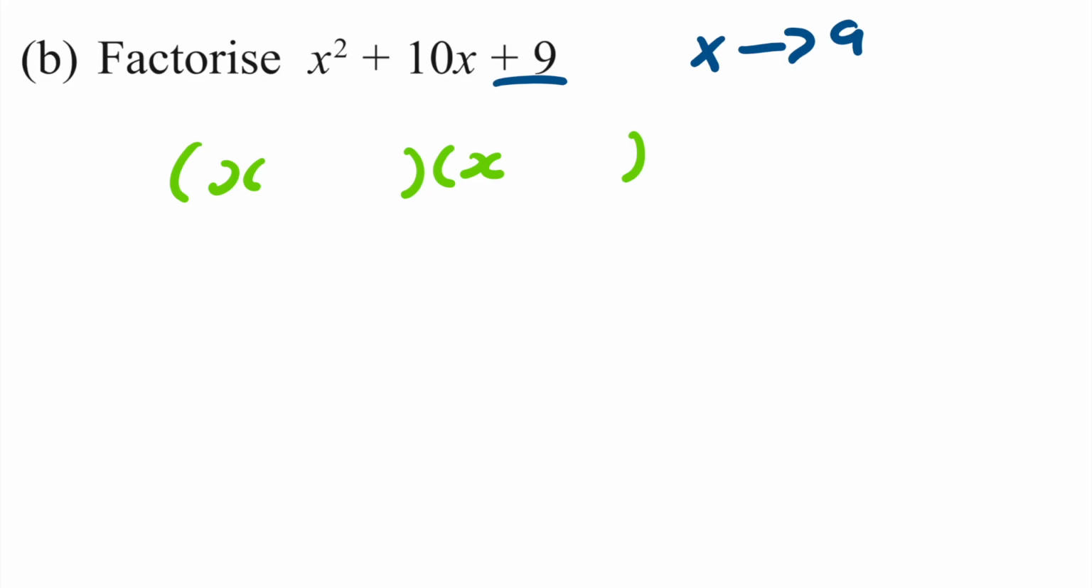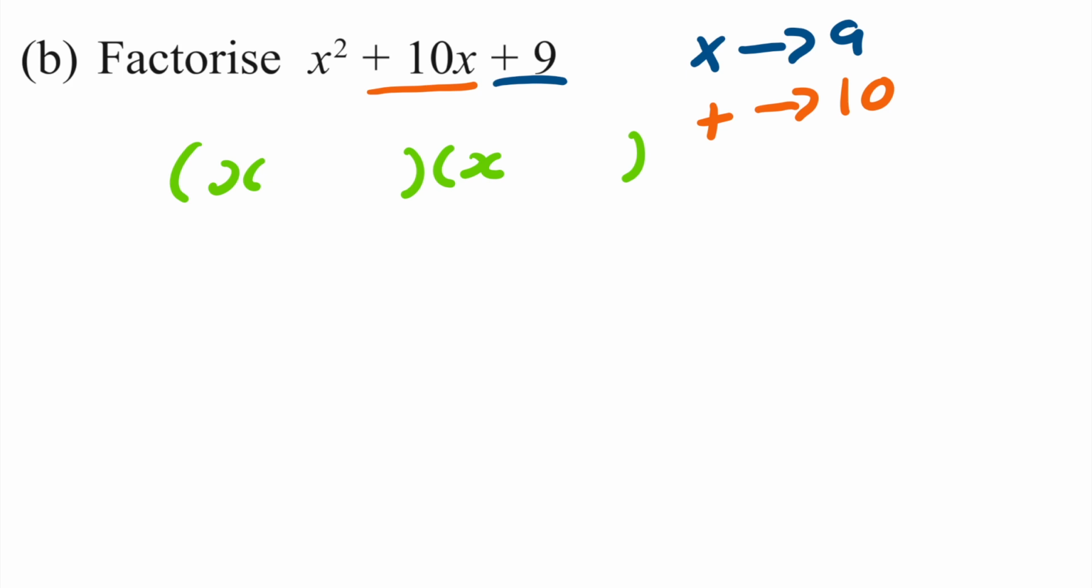Then two numbers that add to give you the coefficient of x. So in this case, two numbers that then add to give you 10. In order to get a positive, you're going to be multiplying two positive or two negative numbers. Because we're looking for two numbers that add to give you positive 10, the two numbers must be positive.